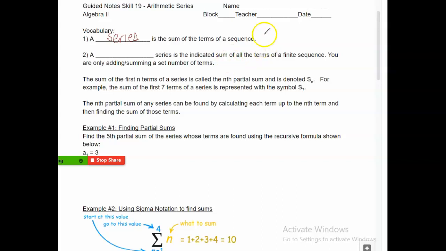So for example, if I was adding 3, 5, 7, and 9, if I summed those or added those, that would then become a series. So 3, 5, 7, 9 is the sequence, but once we add them, it becomes a series.